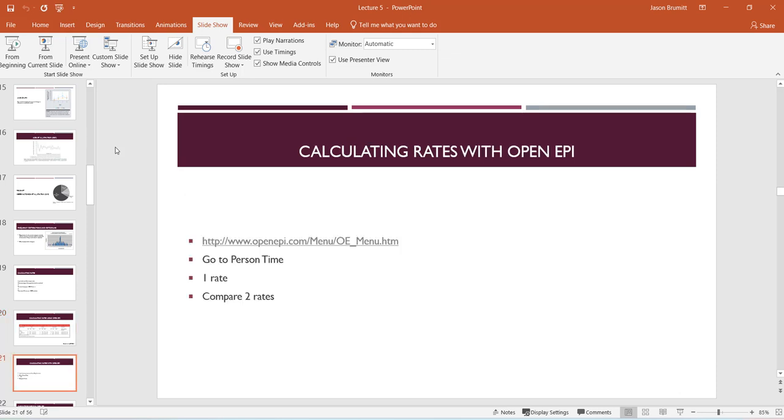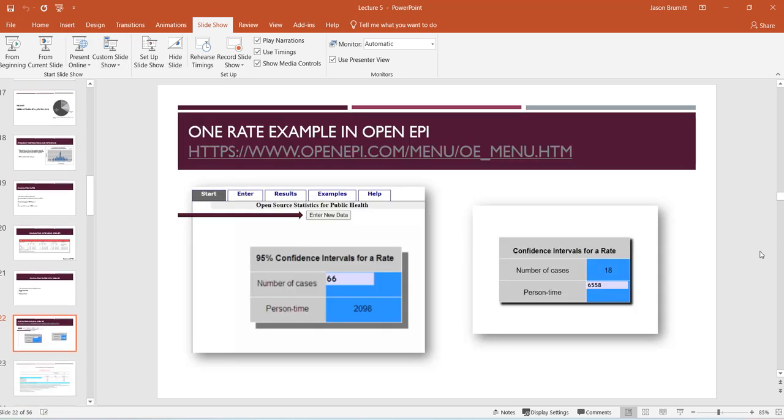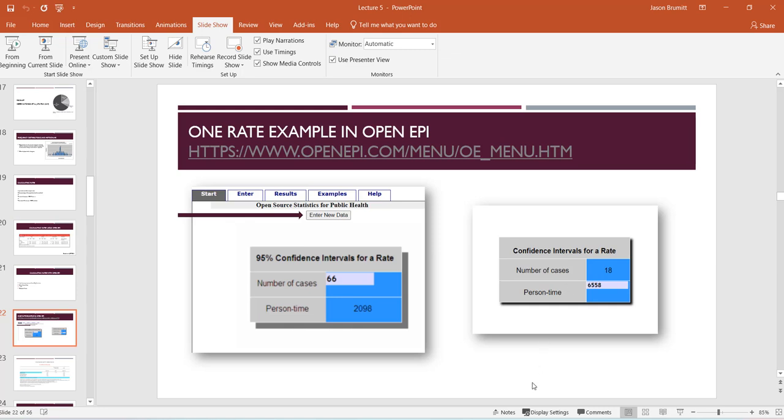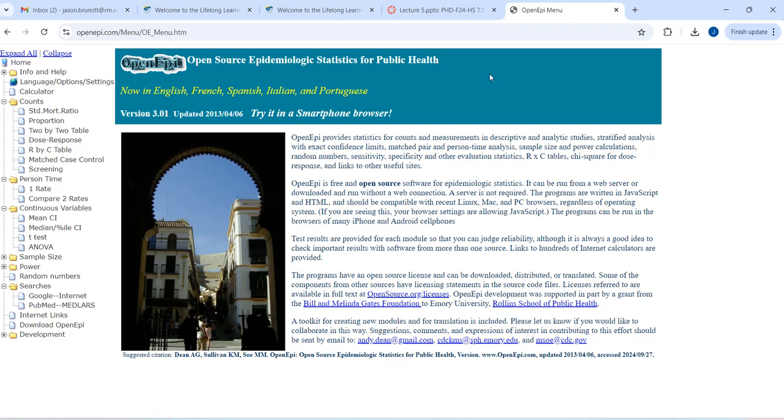So now's your time to go to OpenEpi. Pull up OpenEpi. There's a link there that you can get from the PowerPoint, or you can just put OpenEpi into Google and it should come up. And then what we're going to do is go to person time. So let's find that now. Actually, I'll move forward a slide. I'm going to go to OpenEpi and go to person time over here. There's a 1 rate and 2 rates. Let's go to 1 rate first.